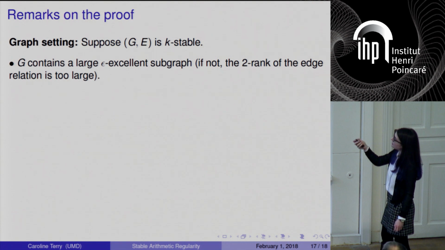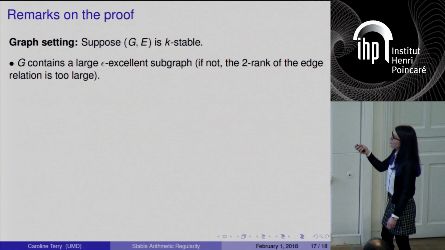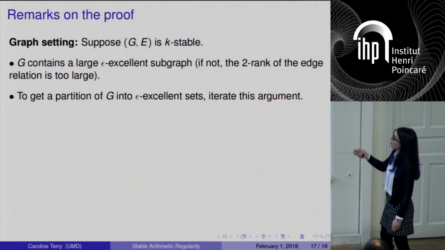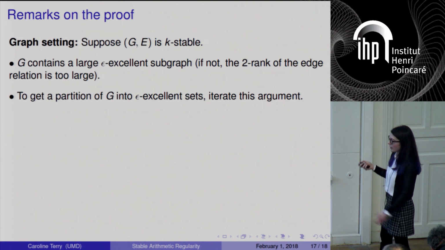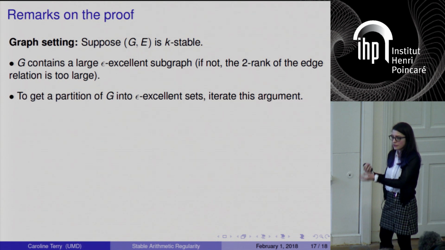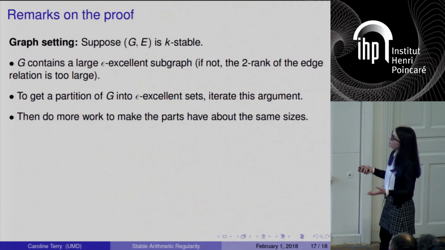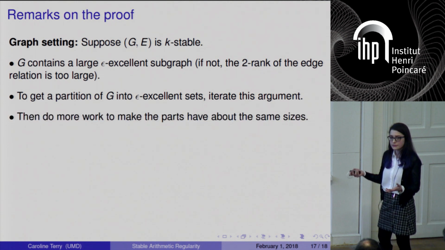The idea is if there was no epsilon-excellent subgraph, you can blow up the 2-rank on the edge relation, which is bounded by stability. If you don't know what those words mean, don't worry about it. And then to get the partition of G into excellent sets, you iterate the argument. You say G contains a large epsilon-excellent subgraph, so you pull that out, and then you look at what's left over, you run that lemma again, you pull out another piece, and then you keep doing that. And then you get a partition, and then you do more work to make the parts have the same size.